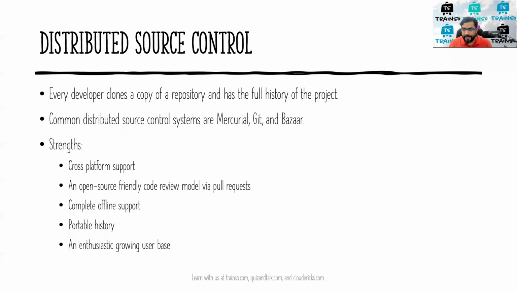You may be thinking, if it is a copy, then how do I share this with other people? So here also, you will have a copy on a server, which is generally referred to as your remote. This remote copy will be in sync with your local copy. And from that remote copy, other people can also create clones and then work. Common distributed source control systems are Mercurial, Git, and Bazaar.